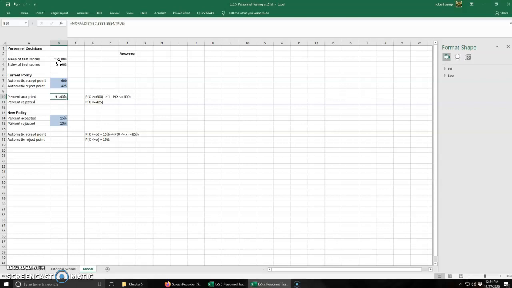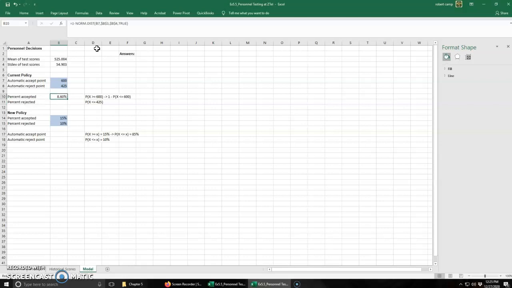We want to know what's going to be higher than that. And to get higher than that, we have to take 100%, subtract from that the chance that it's going to be less than that. And that tells us that via our current policy and based on our historical data, we estimate that 8.6% of future applicants is going to be automatically accepted.